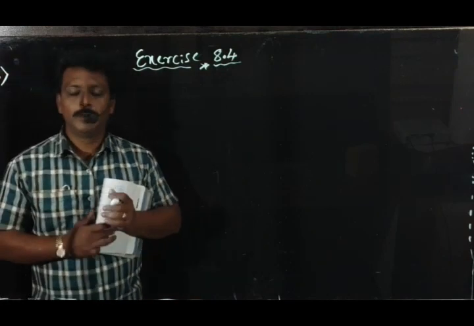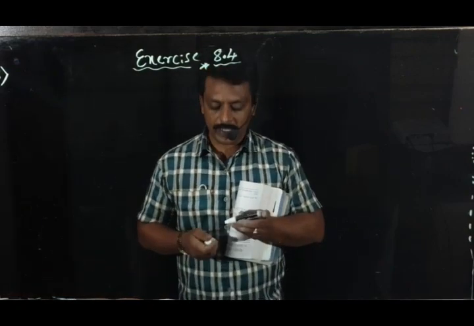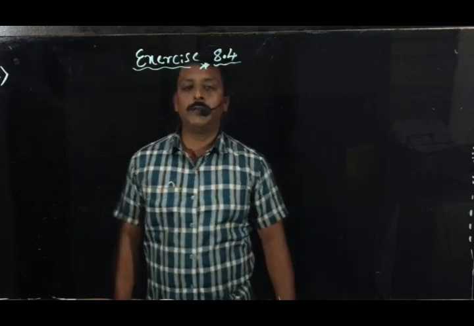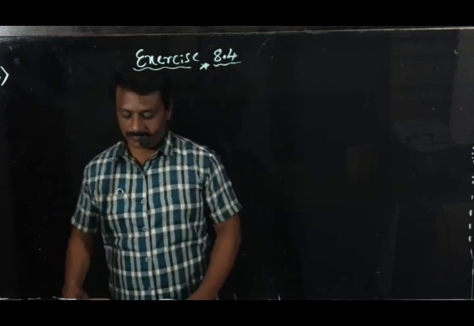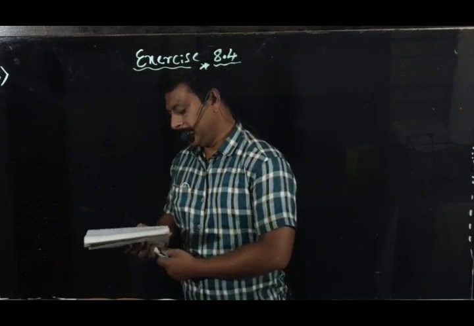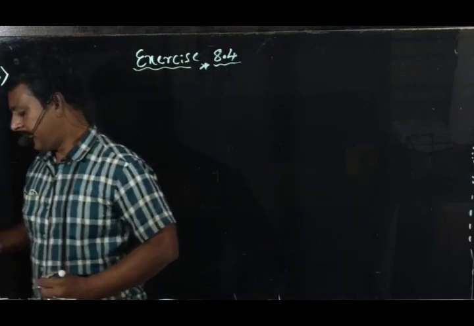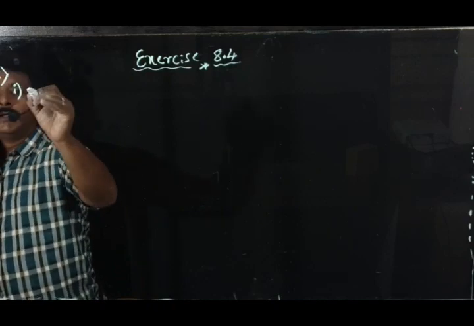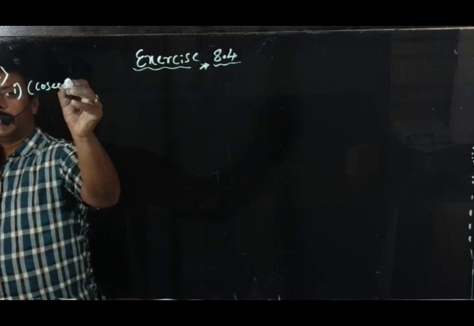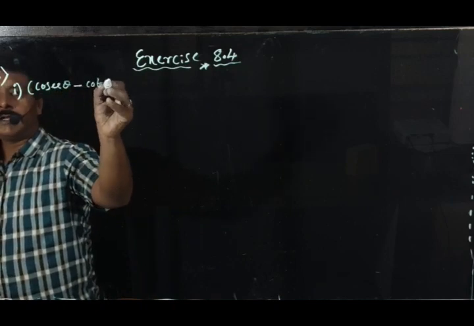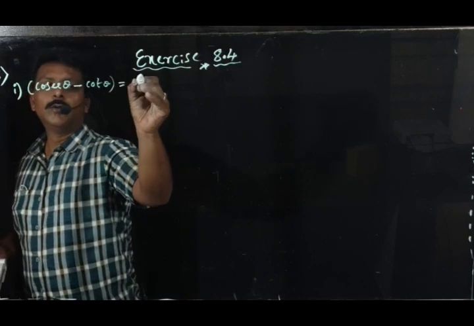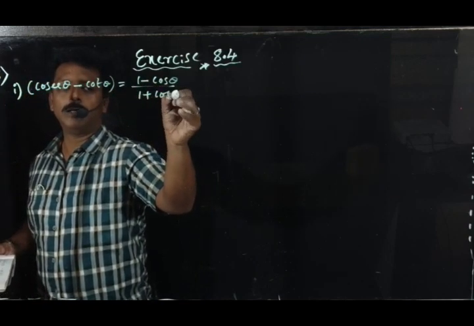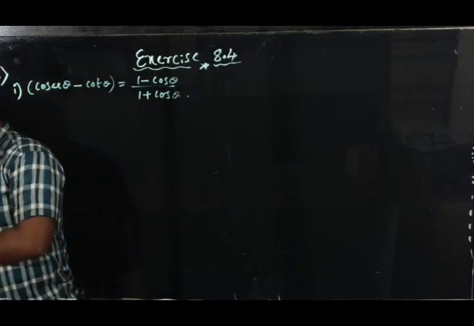In the fifth main, you have a textbook, no? Open and see how many sums are there. There are 10. So here also I am going to take 50%, which is yours. Let me start with the first main question. Cosec theta minus cot theta, whole square, is equal to 1 minus cos theta divided by 1 plus cos theta. This is the first sum.